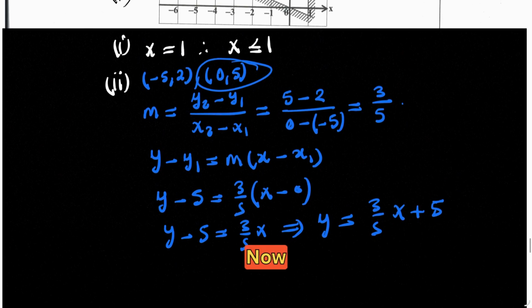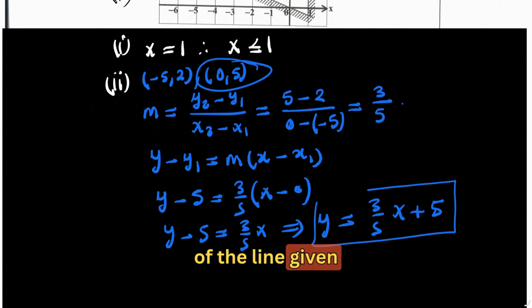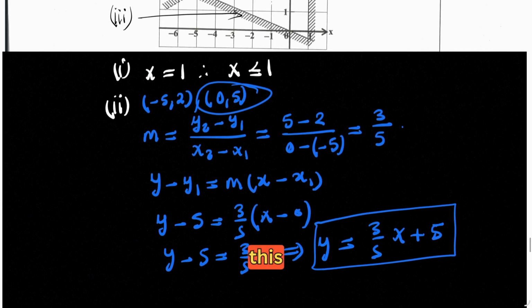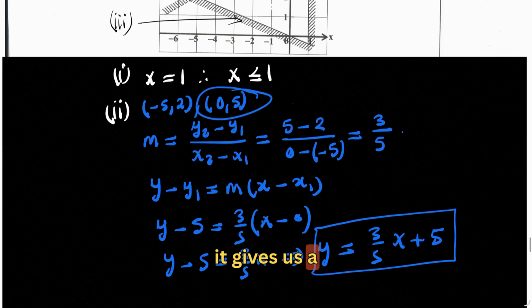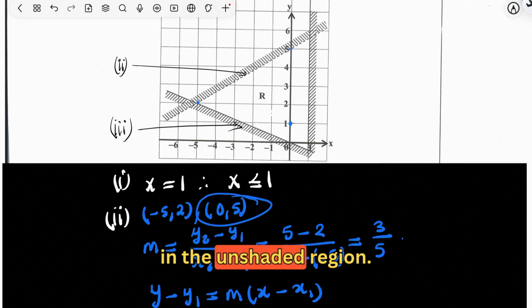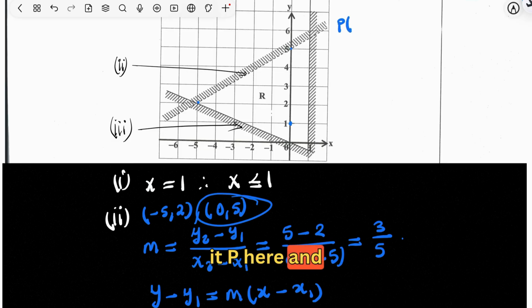All right, now we have the equation of the line given by y is equal to 3/5x plus 5. We want to test this line and see whether it gives us a greater than or a less than. Let us pick a point which is easier. Let me pick (0, 1). Why? Because (0, 1) is in the unshaded region. So I name it P here, and I call it (0, 1).